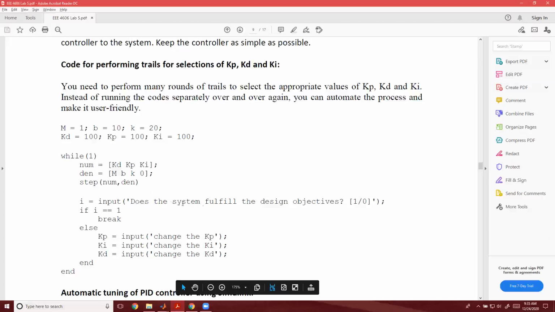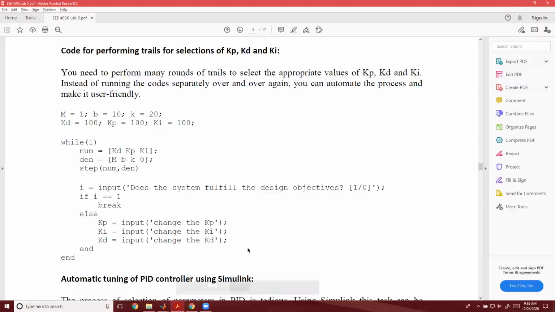Then we check again if it fulfills our objectives. We press 1 if it does, and 0 if it doesn't and input new values of Kp, Ki, and Kd. We can continue like this until we get the ideal values that we want. So we just implemented a loop to do it as quickly as possible. Any questions about this code?